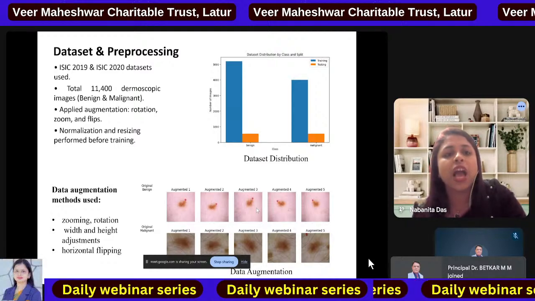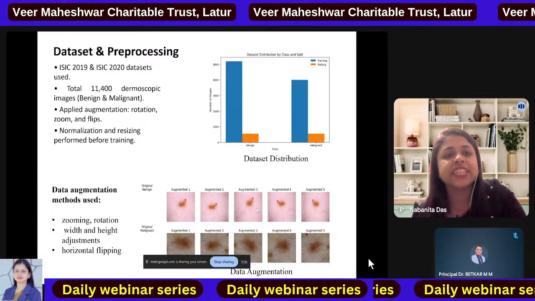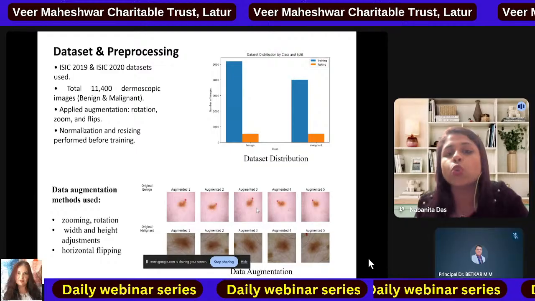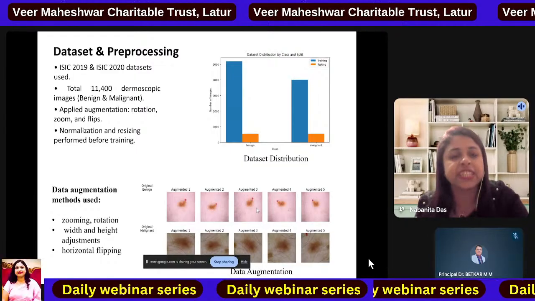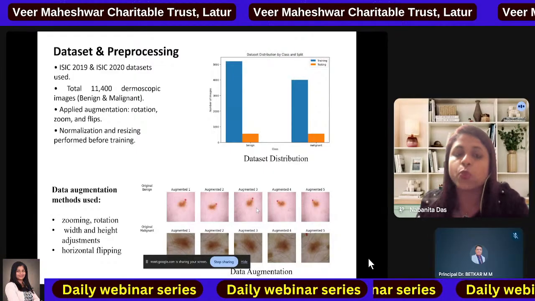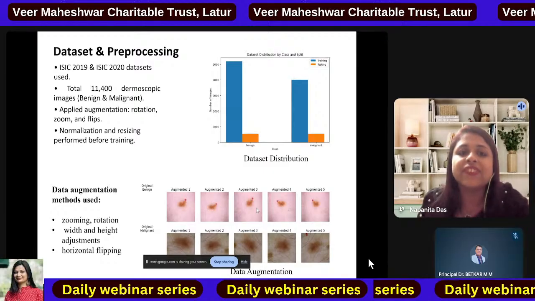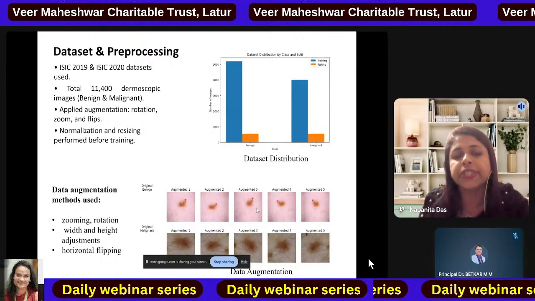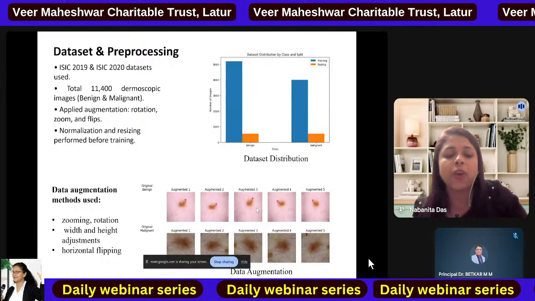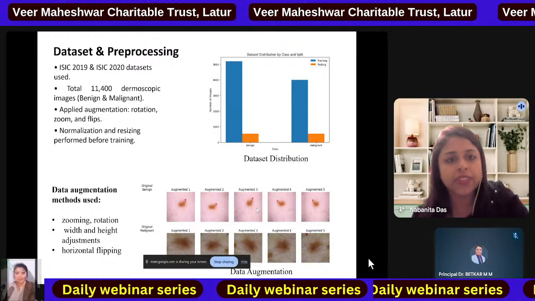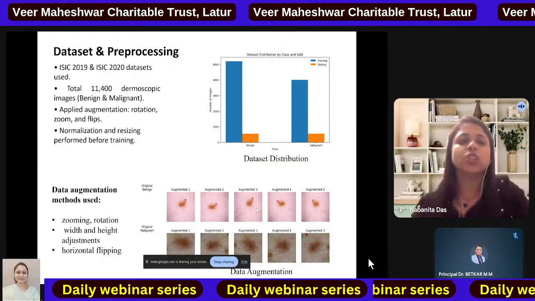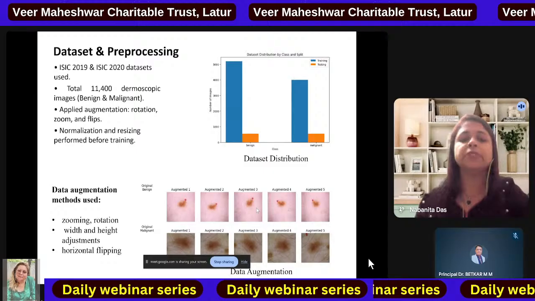Here we have used the international skin cancer dataset that is already available on the internet, and it is one authorized dataset for skin cancer to identify it at early stages. We use this dataset where we have 11,400 dermoscopic images. That dataset has two types of data. One is normal, that is benign, another is malignant, meaning skin cancer has already happened. Now, based on this data, we have designed our model.